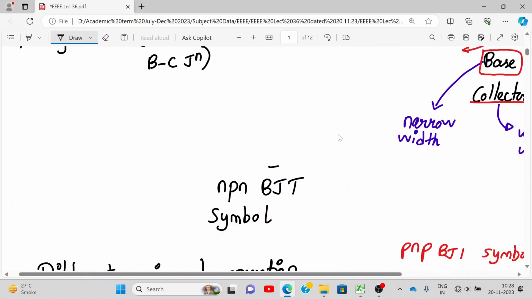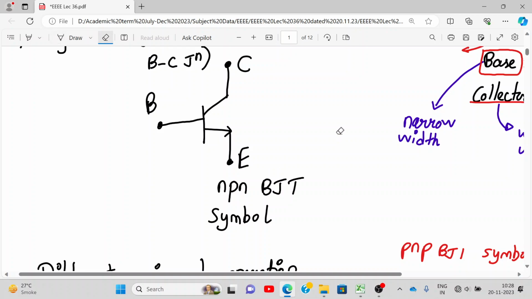Now let's draw the symbols of both NPN and PNP. This is very important. Draw it along with me. It is drawn like this. Okay. This is called the base terminal. This is called the collector terminal. This is called the emitter terminal. This is the NPN BJT symbol.